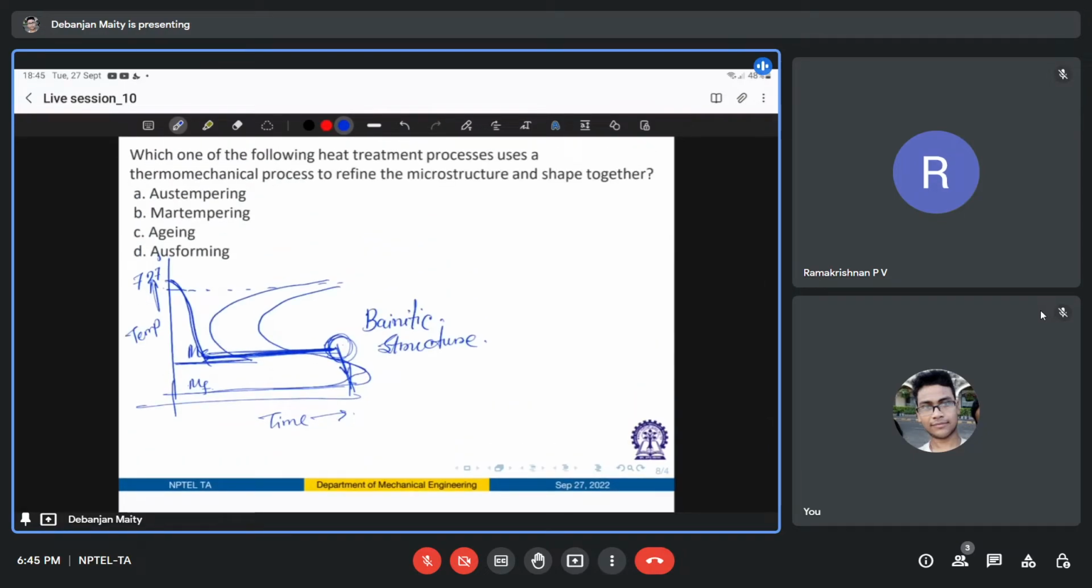And what happens if you do further tempering? Further tempering of these steels is generally not required. It is required for something called martempering. So if you want more toughness, more ductility, you want to do some step by step kind of tempering.